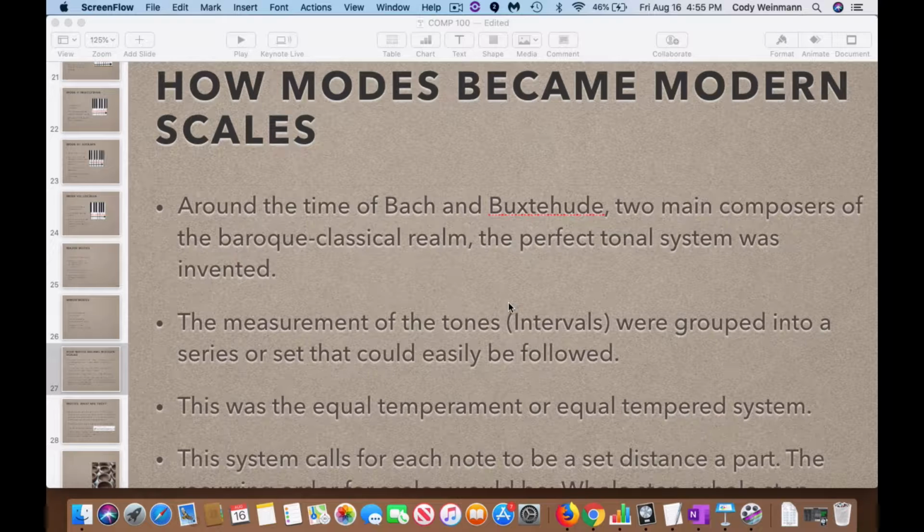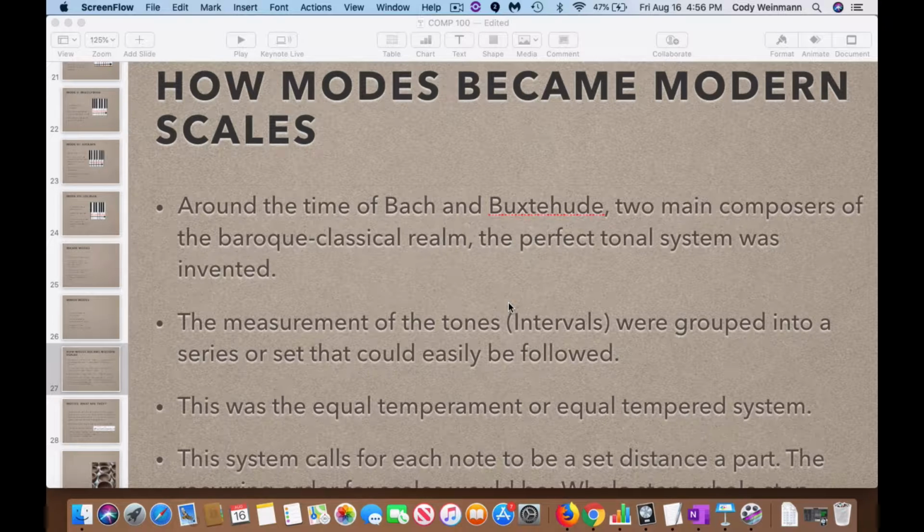Keep in mind also that Cristofori was the inventor of what we now have as the piano or the keyboard that we know of today in the 18th century, I believe. And around that time, the 1700s, what people were discovering is there was a measurement of tones and intervals that were grouped into a series or set or pattern that could easily be followed.